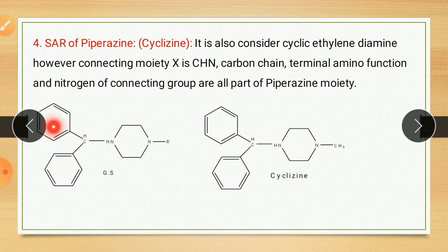This is the general structure, and the example is cyclizine. It is the first drug of this category, cyclizine. Here the important characteristic is that the connecting carbon X, which is CHN, the carbon chain, the terminal amino function and the nitrogen of the connecting group are in cyclic form. So it is the first example, cyclizine.